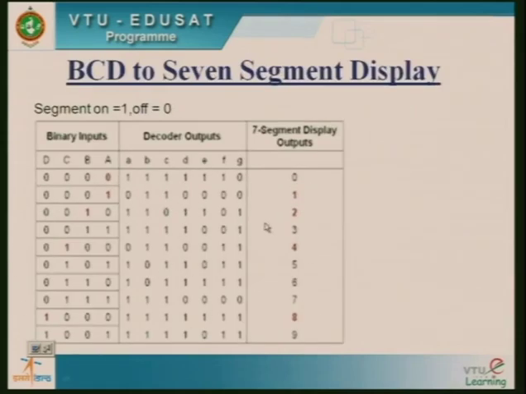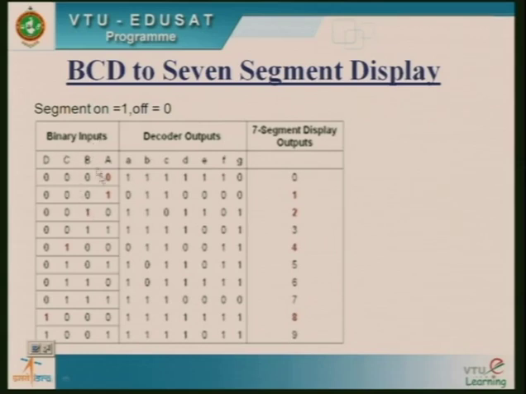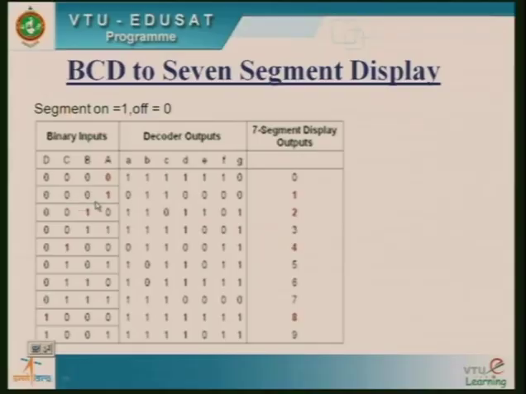So finally, out of these combinations, I can generate different outputs using the 7 segment display. I can display numbers 0 to 9, as well as characters from A to F. So these are the decoder outputs, these are the decoder inputs. So this is one of the applications of decoder.